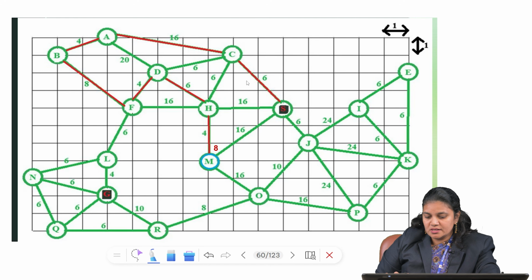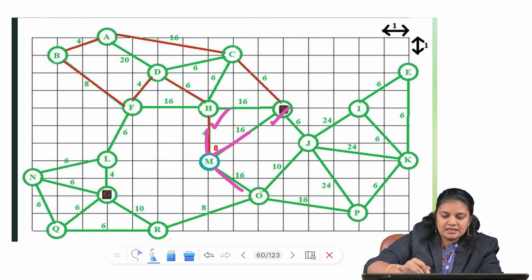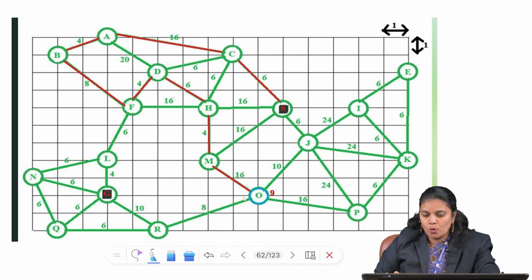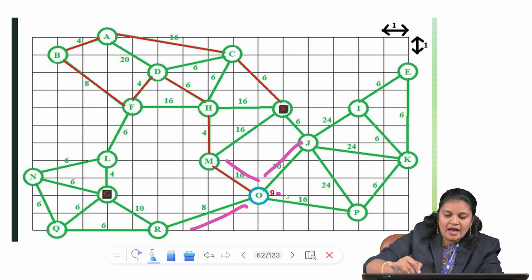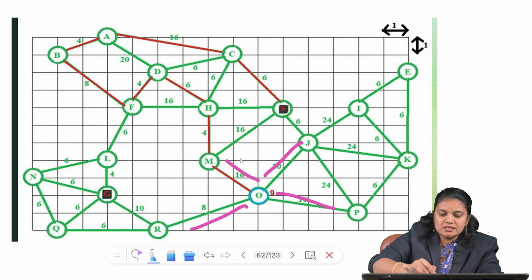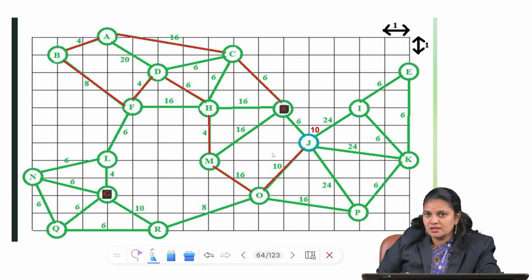M is visited. And from M, we can see H, S and O, but these two are already in the visited list, so we will move to O. O is being visited. From O, we do have R, M, J and P. So M is visited, so ignore it. J, P and R, which is the first one. If we arrange them in alphabetical order, J comes. So J will win the chance.